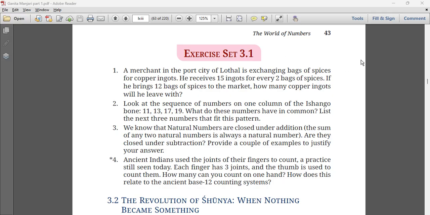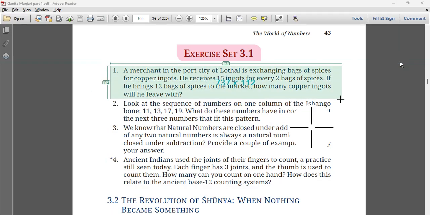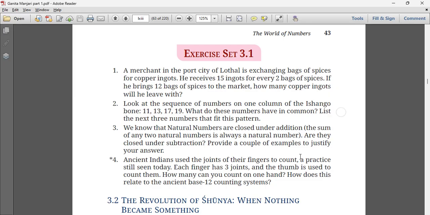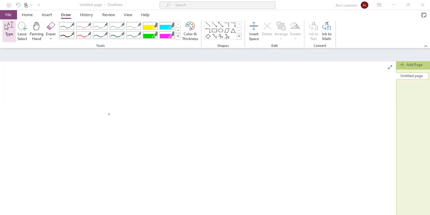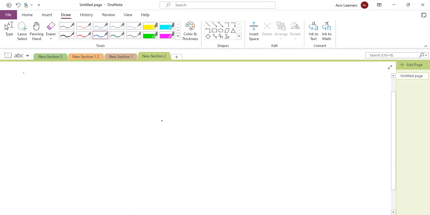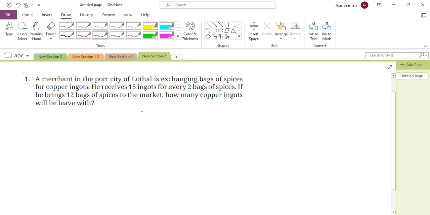Okay, we will see the questions one by one. The chapter name is The World of Numbers, Class 9. See the first question. This chapter is very simple, especially this exercise is mostly related to the Grade 8 third chapter, the story of numbers. If you get time, you can look at that also. Okay, now we will see the solution of the first question.